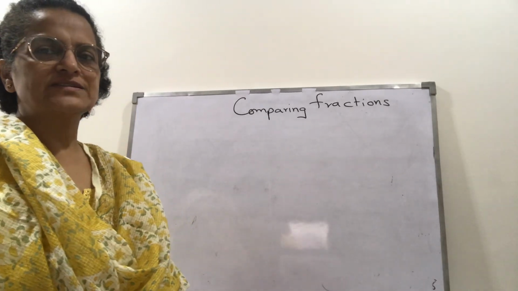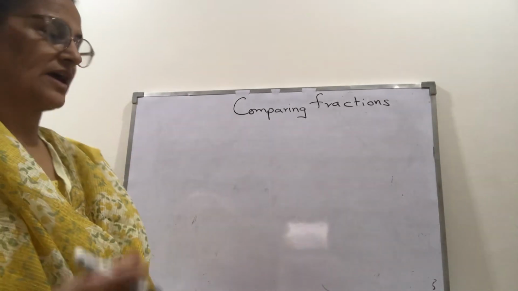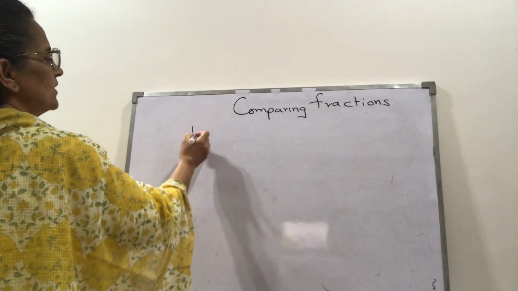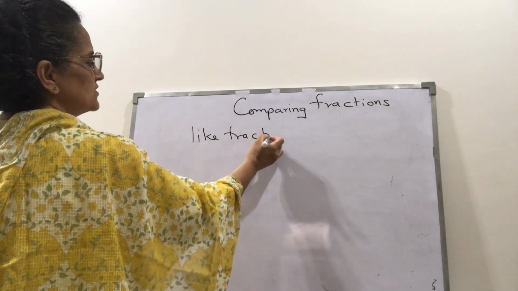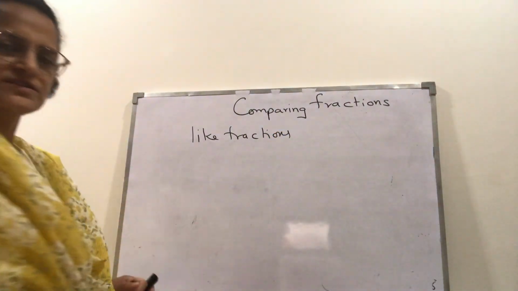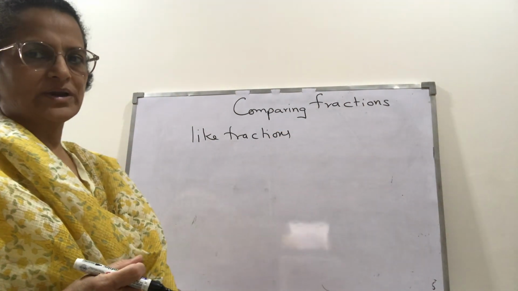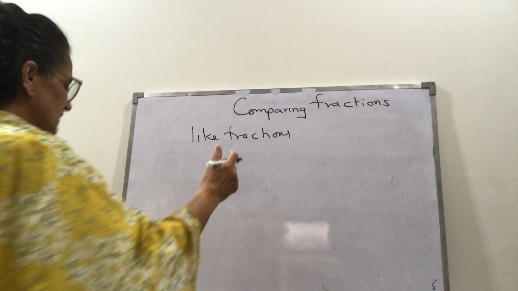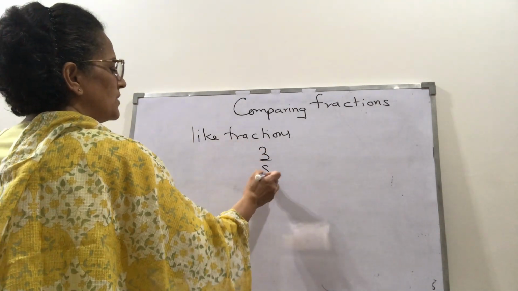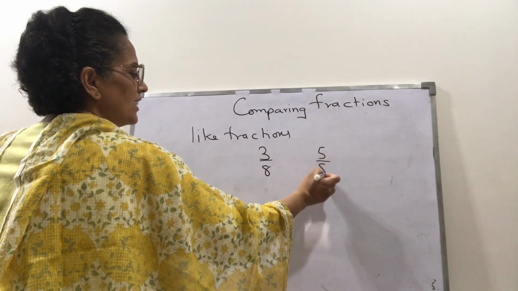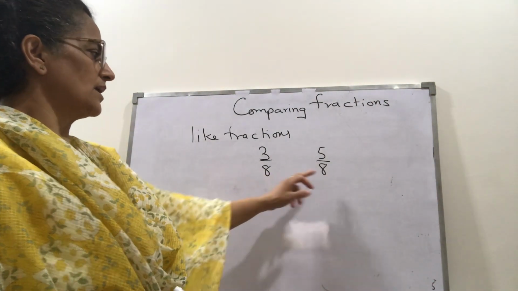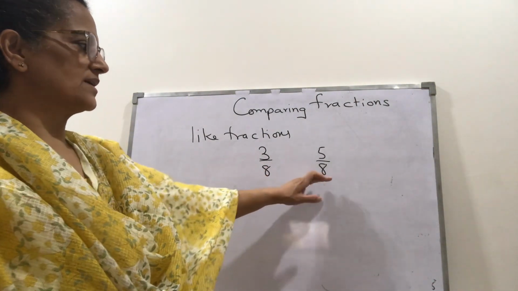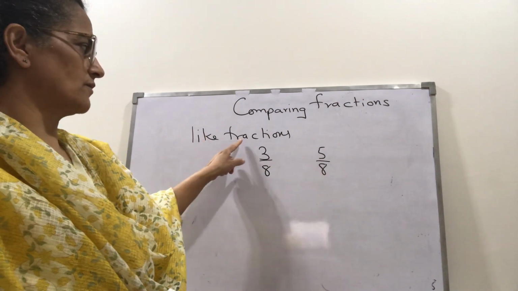Today we will understand how to compare fractions. So let's start with like fractions. We have done the definition earlier. Like fractions are fractions where denominators are same. So let's take an example of 3 by 8 and 5 by 8. So these are my like fractions. 8 and 8 denominators are same, so they are like fractions.